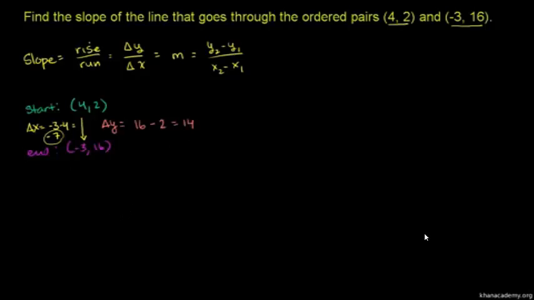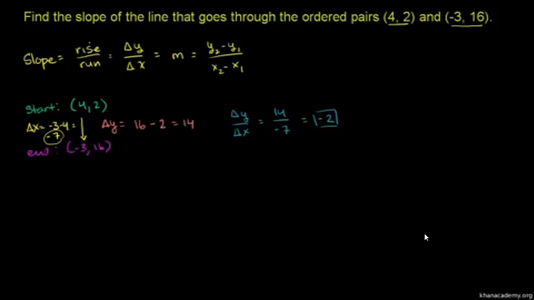So what is the slope over here? Well, the slope is just change in y over change in x. Our change in y is 14, and our change in x is -7. And if we want to simplify this, 14 divided by -7 is negative 2. Now what I want to show you is that we could have done it the other way around. We could have made this the starting point and this the end point. And what we would have gotten is the negative values of each of these, but then they would have canceled out and we would still get -2.